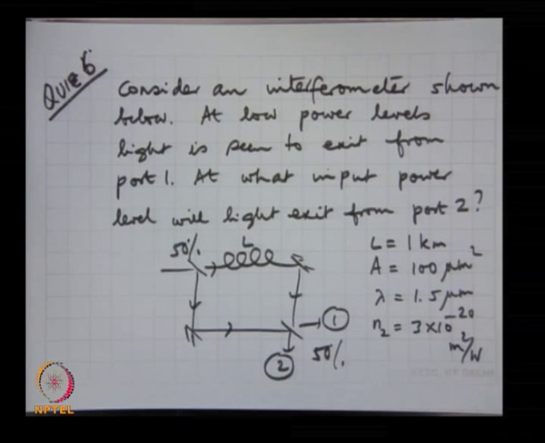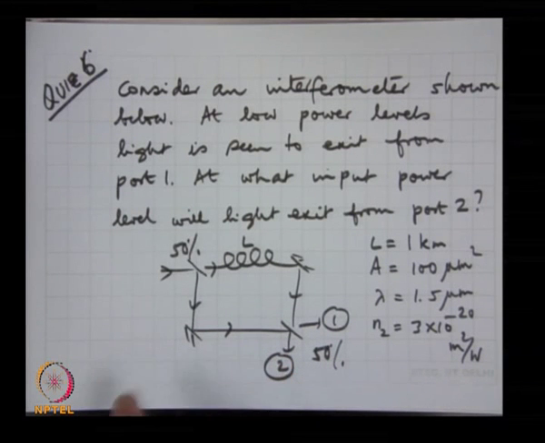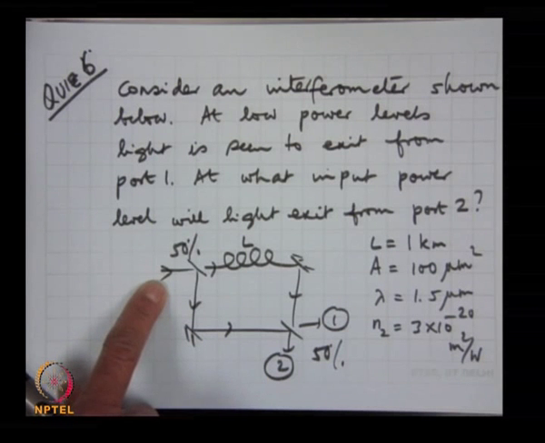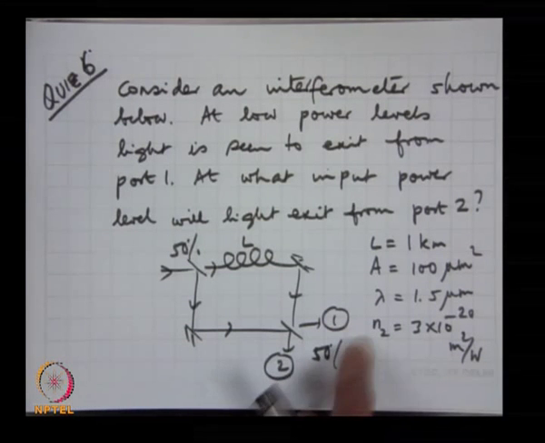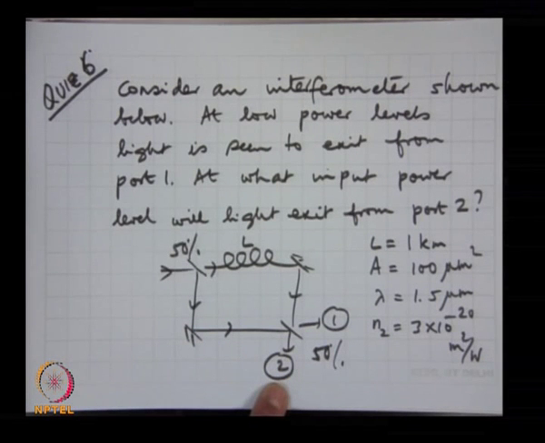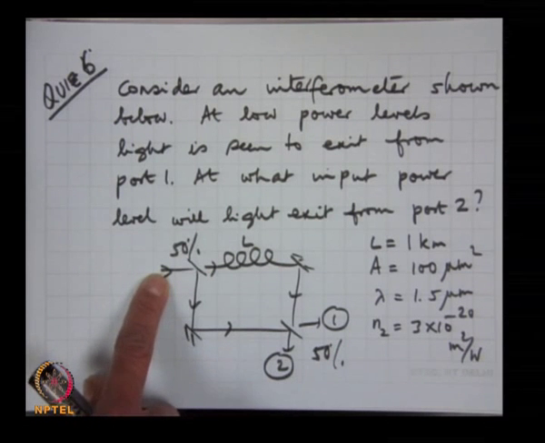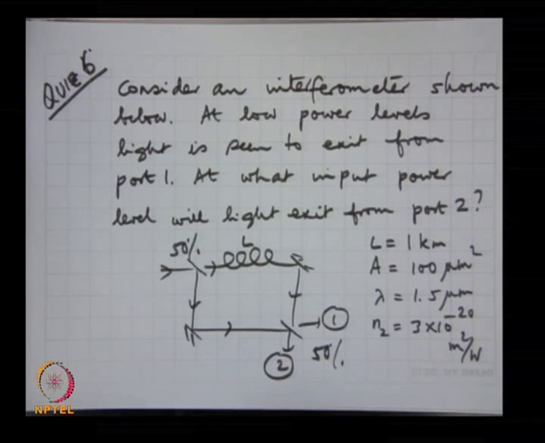So when the input powers are low, light comes out from port 1. As I increase the power, I find that at some power level, light comes out from port 2, not port 1. So what is the power that I must input here for the light to switch from 1 to 2? We have discussed the basic physics behind this problem.